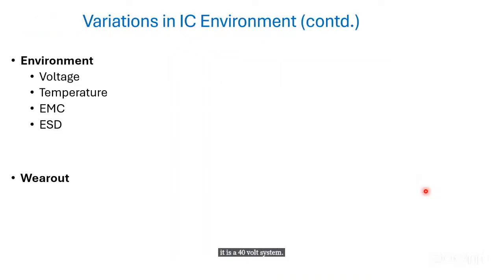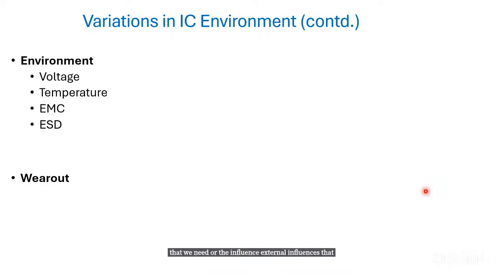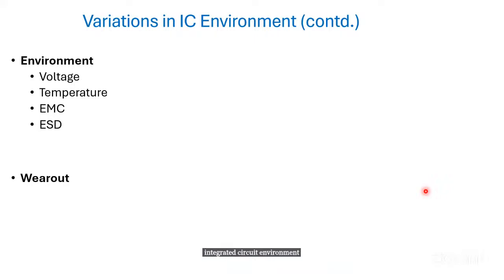So now, when we talk about the integrated circuit environment, what are the typical variations, or the external influences, that we see in a chip? Two main things. One is the environment itself can change. And when I say environment, this could be a voltage. So one, of course, the power supply voltage is changing. There is probably power supply noise that you see also on the voltage. You may have a ripple on the voltage. Then, of course, the temperature is changing.